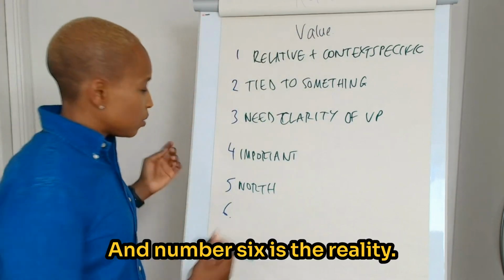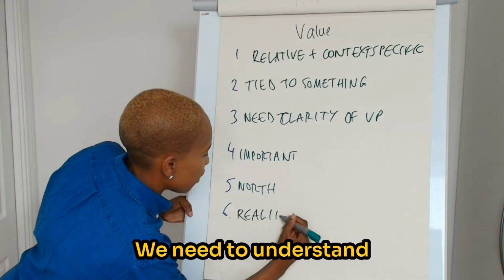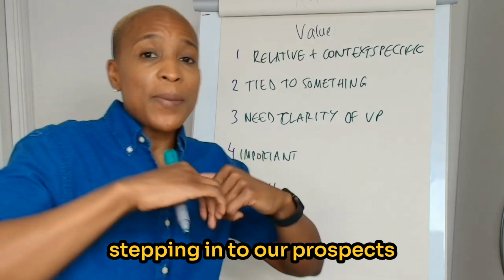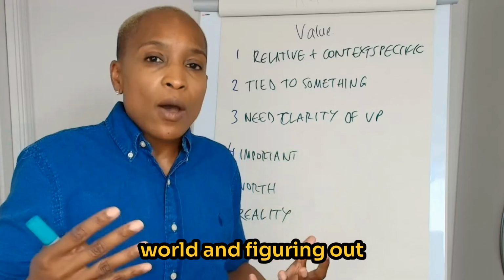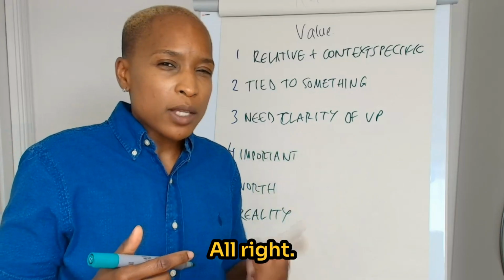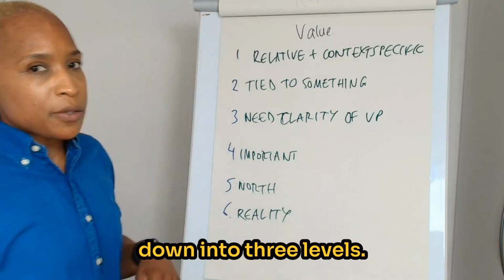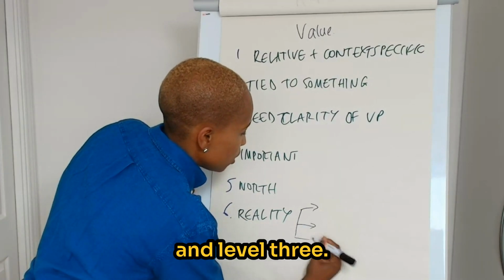And number 6 is the reality. We need to understand the reality of how we are stepping into our prospect's world and figuring out how we create value. All right. This is quite specific, so let me go into some detail because it breaks down into 3 levels, right? Level 1, level 2, and level 3.